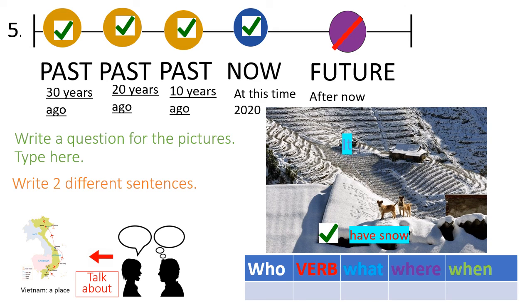And here is the next slide. Okay, different time. Look at the list of verbs to check if you are using the right verb 1, verb 2, or verb 3 in the question and answer.